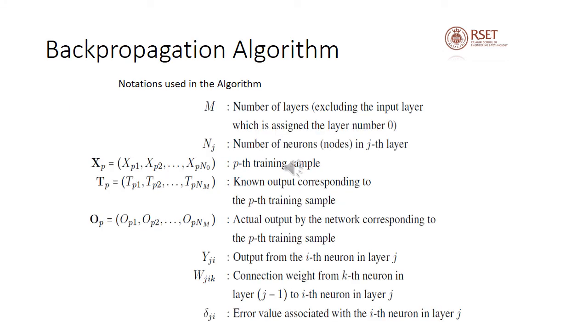In this slide, I'm going to explain the backpropagation algorithm. So let's see some of the notation. M is the number of layers, Nj is the number of neurons, xp1 to xpn0 is the training sample, tp1 to tpnm is the target output, and op1 to opnm is the actual output. yji is the output from the ith neuron in layer J, wjik is the connection weight from the kth neuron in the previous layer to the ith neuron in layer J, and delta ji is the error value associated with the ith neuron in layer J.